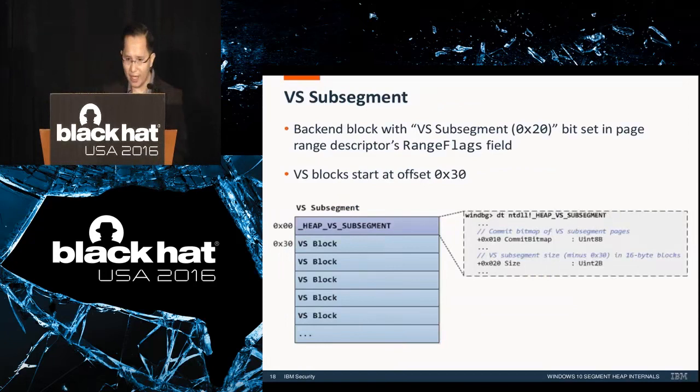And then zooming in to a VS subsegment, two of the most important fields are the commit bitmap, which tracks which parts of the VS subsegment are committed, and the other one is the size of the VS subsegment. So after offset 30 hex is where the VS blocks are located. When a new VS subsegment is created, the whole area here is one larger free block. It is just split into different sizes as allocation requests come in.